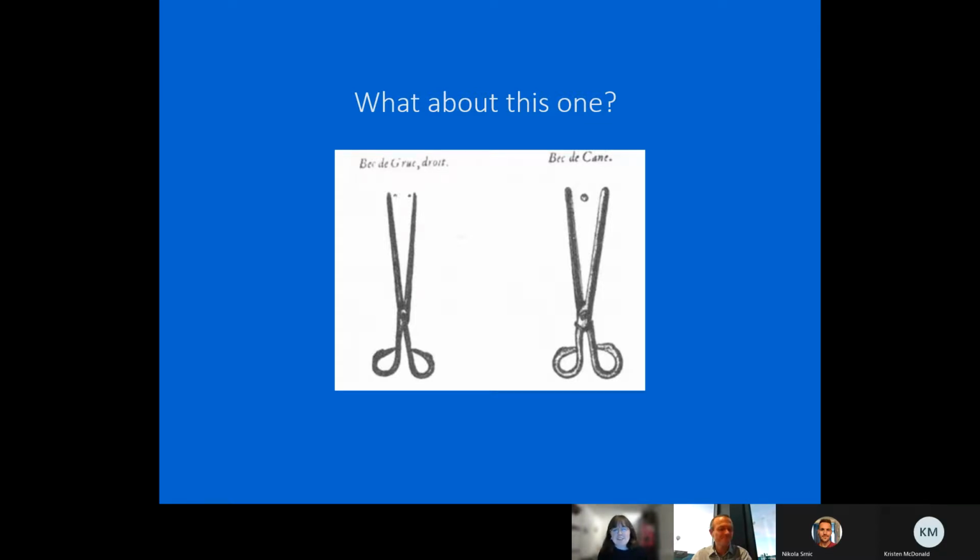Okay, so the final instrument is this one. Maybe slightly easier, but I want you to think about what it might be used for.